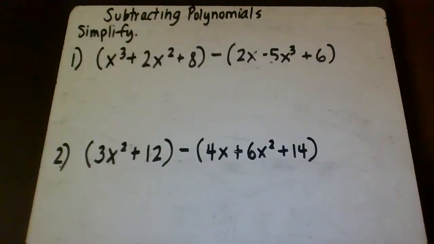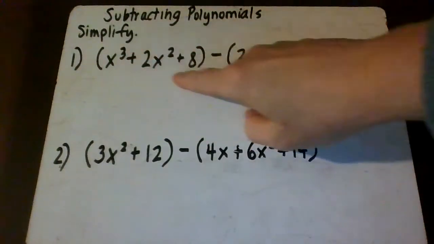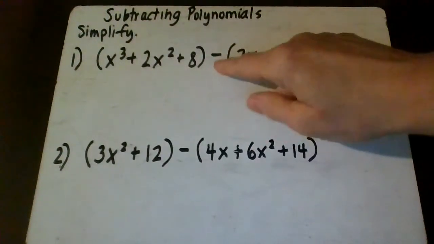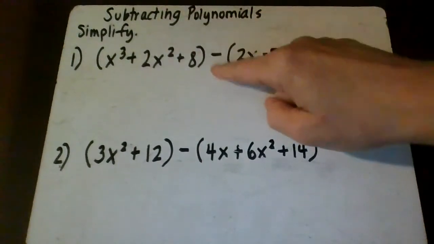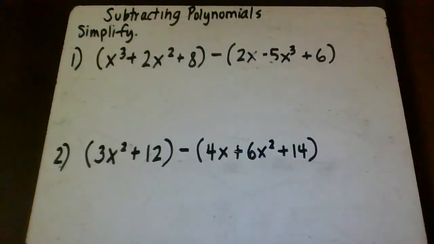Okay, so we are subtracting polynomials now. It's very similar to adding polynomials, except it has one more step involved. So we have this polynomial, x to the third plus 2x squared plus 8 minus, and that's where the subtracting comes in, 2x minus 5x to the third plus 6.